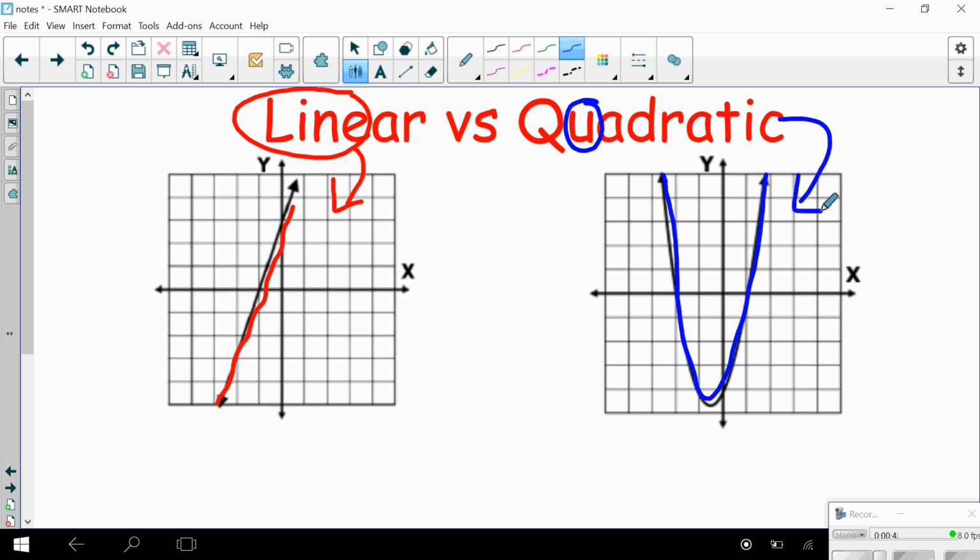You're also going to be asked to identify the equations of a linear and a quadratic function. A linear equation will always be in the form of y equals x, and a quadratic function will always be in the form of y equals x squared. The biggest difference being that a quadratic function has a power of 2.